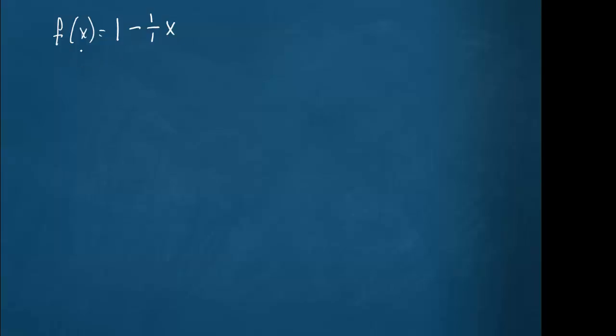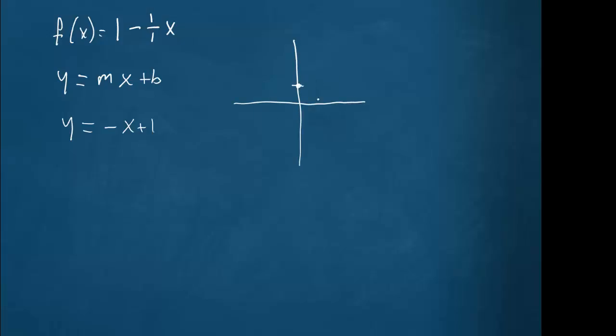We're asked to find the inverse of the function f of x equals 1 minus 1 times x. Now this is in the form y equals mx plus b, and the slope here will be negative 1 and the y-intercept will be 1. So we could write it like that if we wanted. And that'll be easy to graph. That'll just be a line with a y-intercept of 1 and a slope of negative 1.